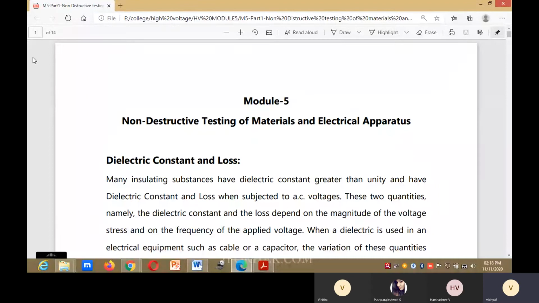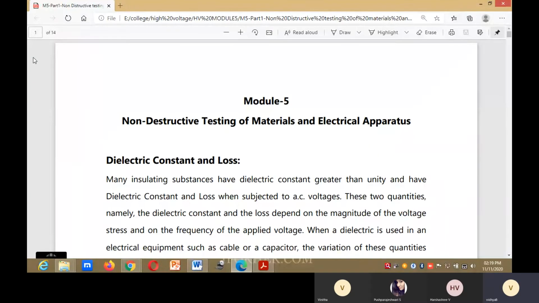So the tests are mainly done for what parameters? Some tests are done to assess the electrical properties, such as resistivity, dielectric constant, and loss factor over a wide frequency range.